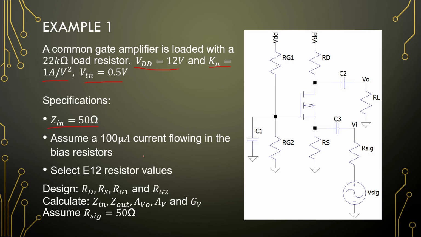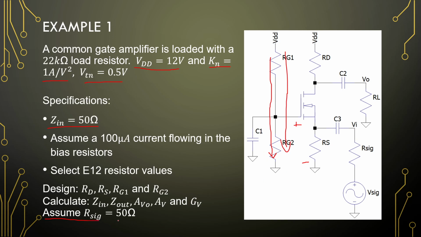Specifications: an input impedance of 50 ohms, and a current of 100 microamperes flowing through these two resistors. You can make this 1 microampere if you want, it doesn't really matter. We'll just scale these resistors upwards. For the common base, this is purely a voltage divider that you are designing here.